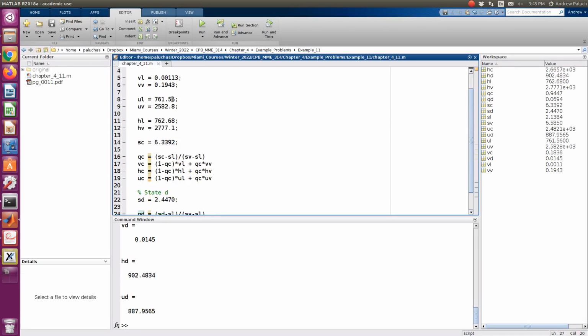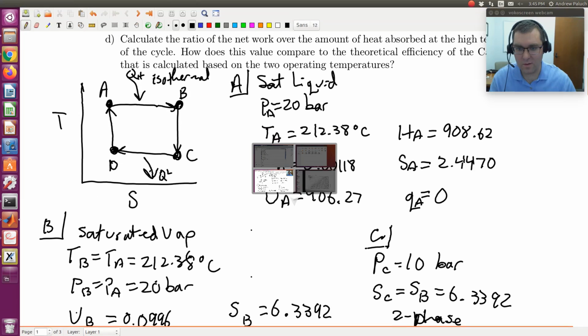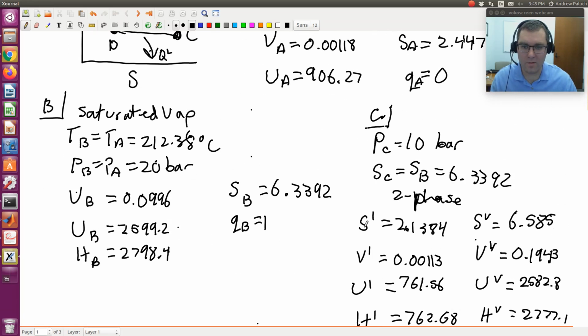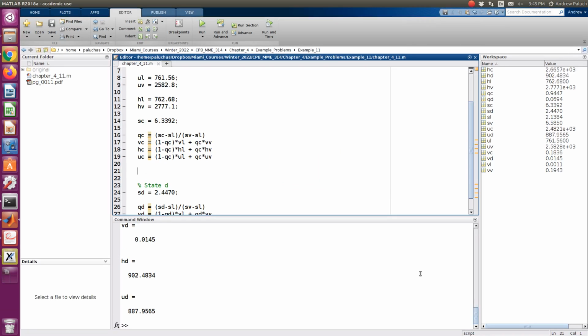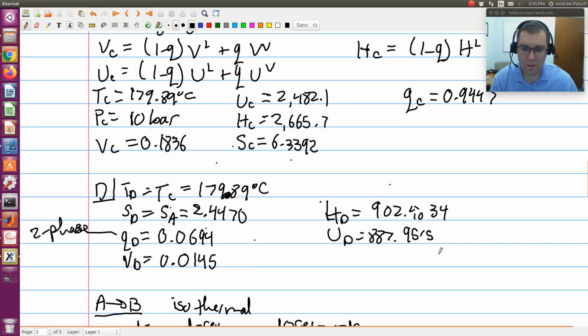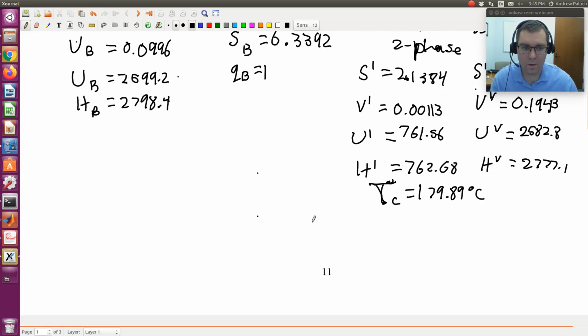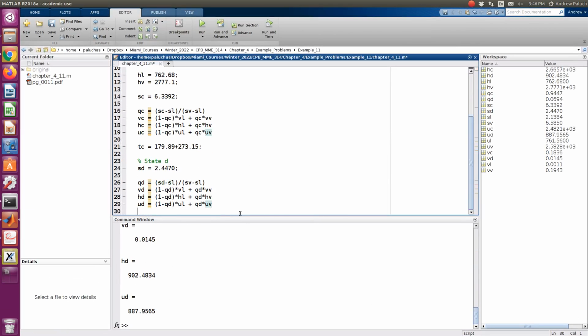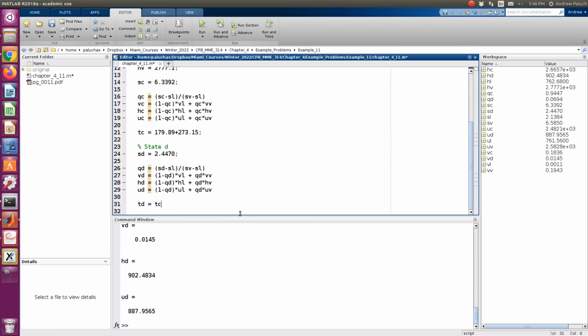So I have state C. I don't have the temperature of state C, so let me get temperature. I need to make sure I'm using Kelvin for my unit of temperature. So TC is 179.89, and I'm going to add to it 273.15 to get my temperature in Kelvin. And so TC I needed. TD is exactly the same, so TD is just equal to TC.